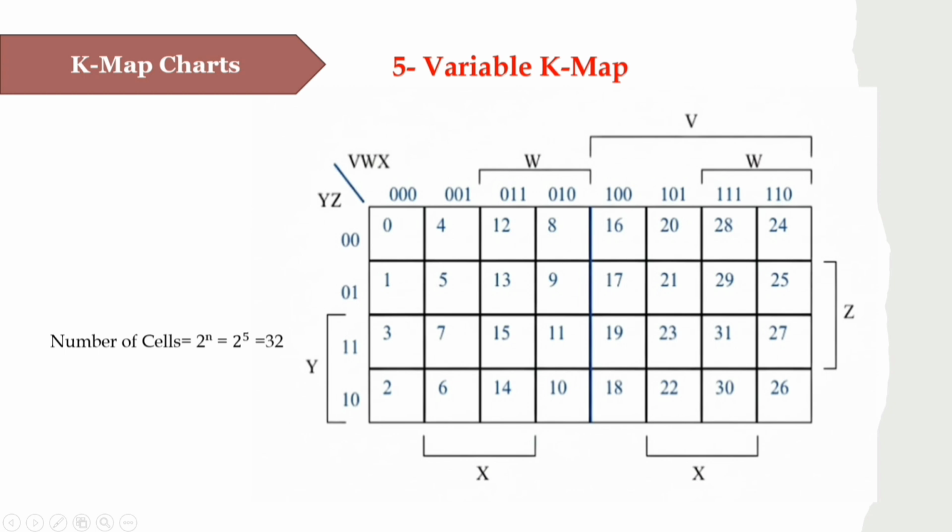Finally, this 5-variable K-map is extremely useful for simplifying large Boolean expressions where 4-variable K-maps are not enough. By using rows for YZ and columns for VWX, we can visually identify adjacency and create very large groups, which leads to minimal expressions. Alright, so this video was completely focused on the theoretical concepts of K-map.